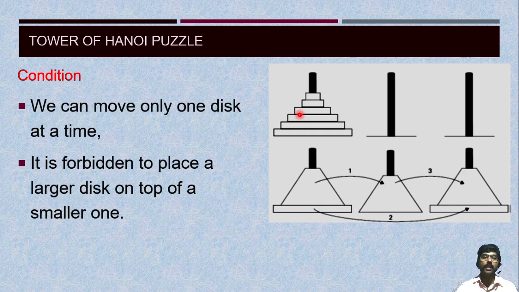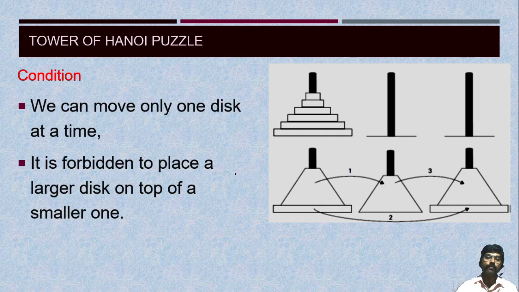The second condition is that we cannot place a large disc on a small disc. For example, if you have a small disc like this, you cannot place a very large disc over this one. It's wrong. We can place a small disc over a large disc. This is okay. This is the second condition: we cannot place a large disc over a small disc.